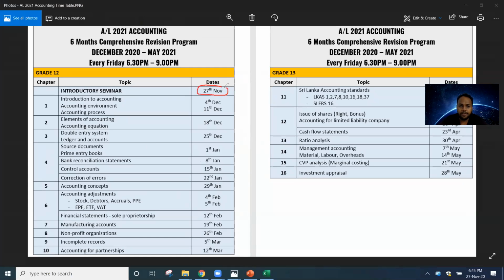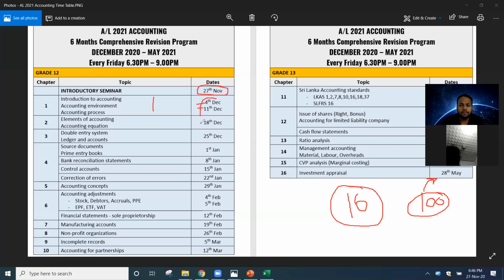Today we are doing the introductory session, 27th. Then 4th, 11th, we will have chapter 1. Remember, there are 16 chapters you have to cover in your A-level syllabus. If you do it in a proper way, don't think that company accounts is the most important chapter or management accounting is the most important chapter, nothing like that. You have 100 marks, and we need to get the maximum out of it. So each chapter is similarly important.